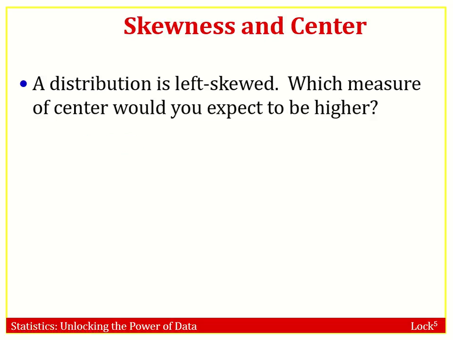So, looking at this one here, the distribution is skewed to the left. Which measure of center, mean or median, would you expect to be higher? Because it's skewed to the left, your mean is going to be pulled to the left compared to your median. So therefore your median will be farther to the right, or higher.